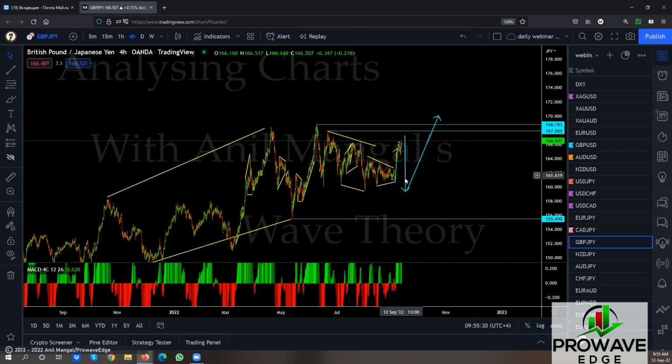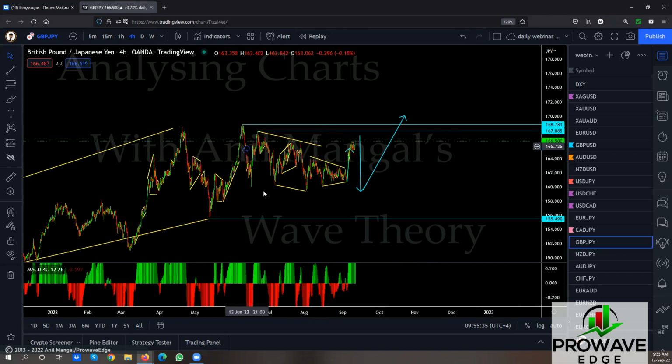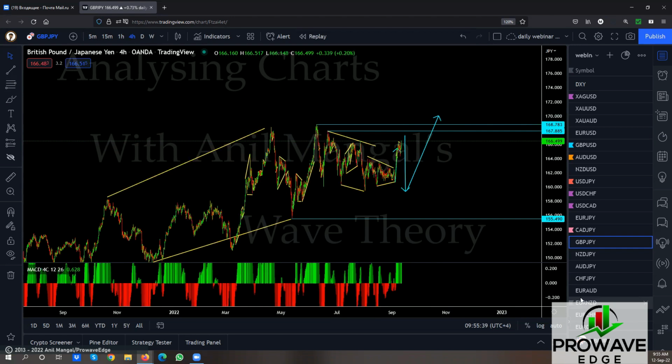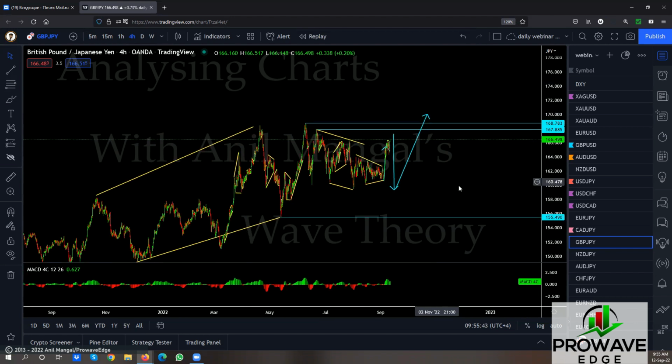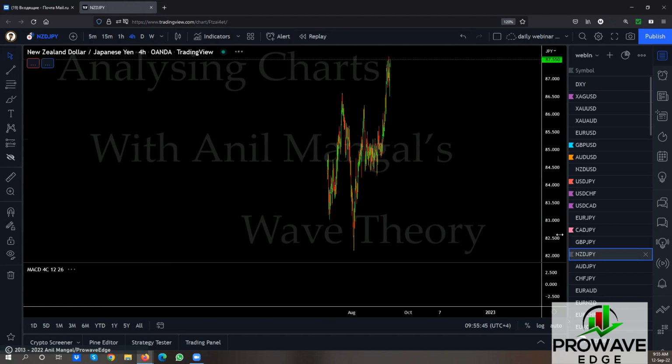There's still a likelihood for this to come back and go, because I don't see this as a complete pattern. It's by itself not complete. So we'll wait and see. Do we have any buy setups? Well, if we get another flag, we can buy. We don't have any other flag. New Zealand yen.